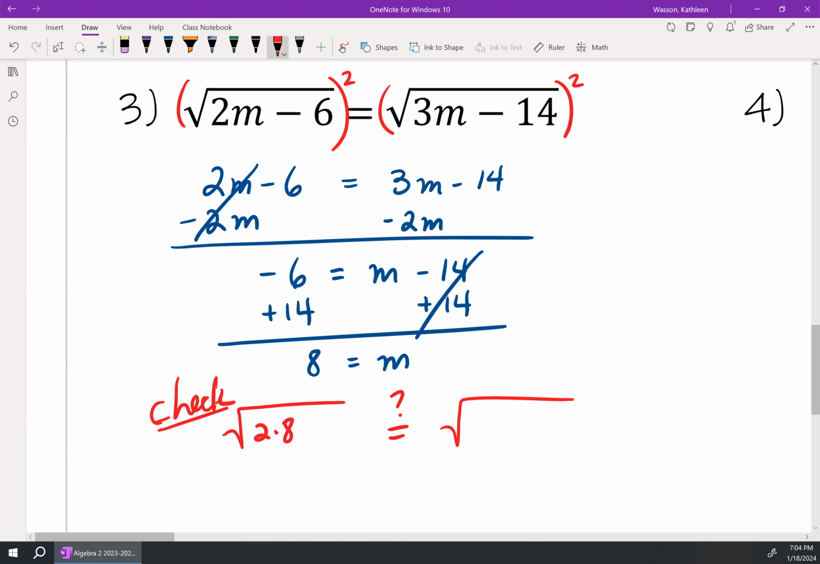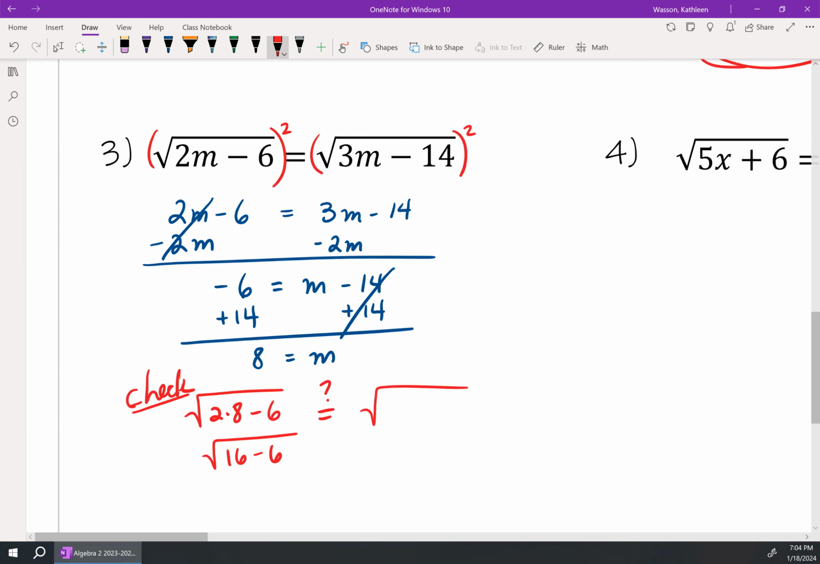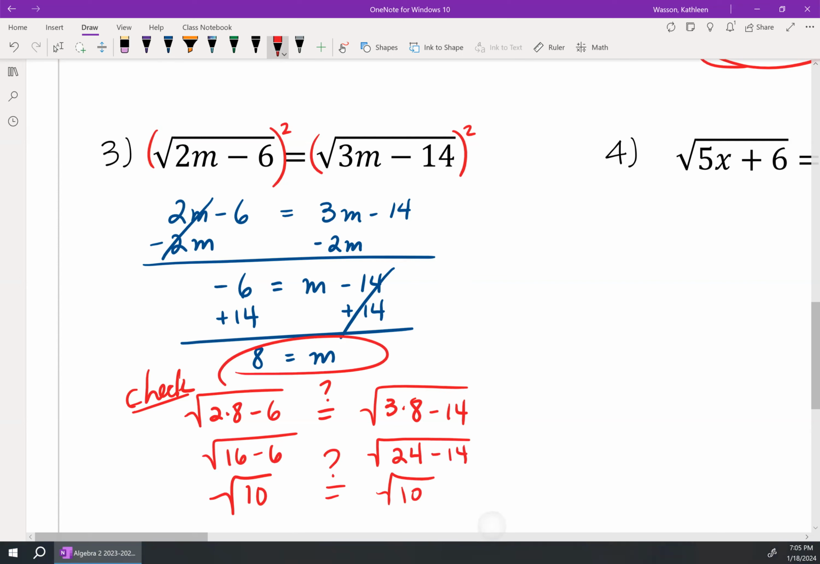Now, 2 times 8 minus 6, which is 16 minus 6. So to the left, I have square root of 10. I need to know, is that equal to what happens on the right side? 3 times 8 minus 14. So square root of 24 minus 14. This is also square root of 10. So it's a good answer. Works out.